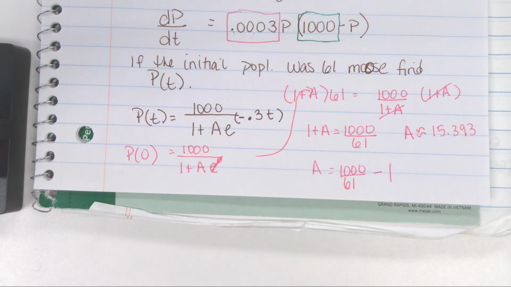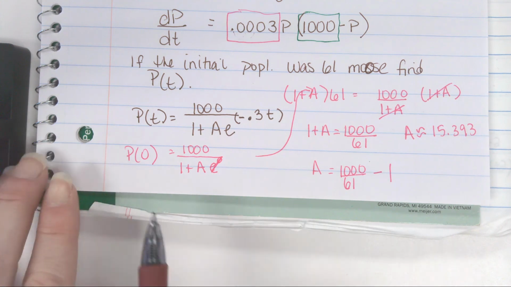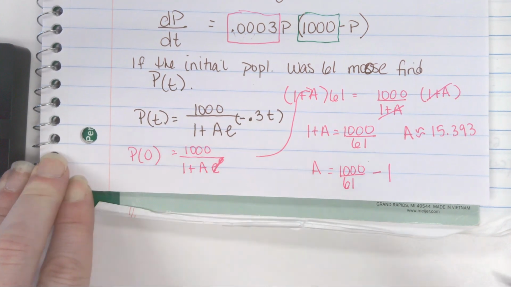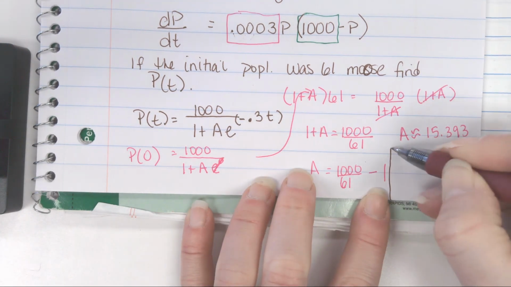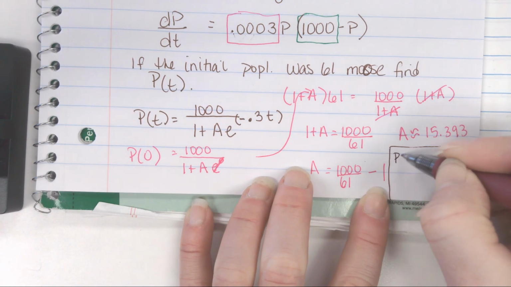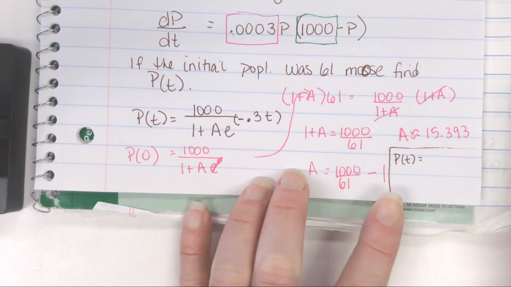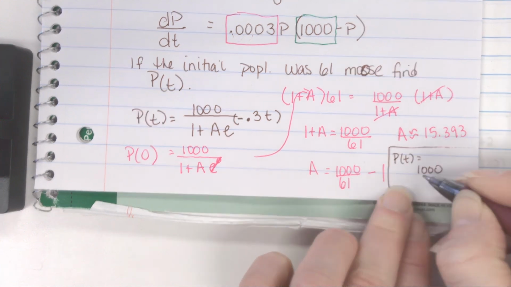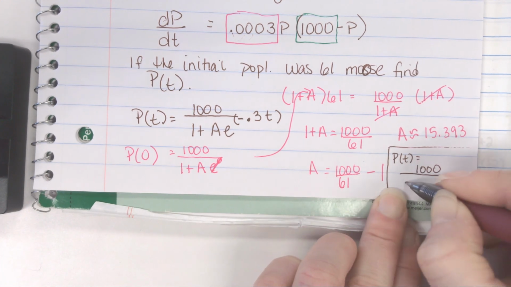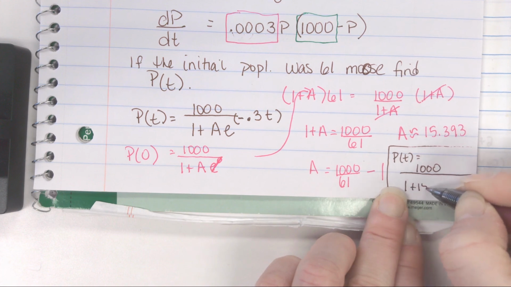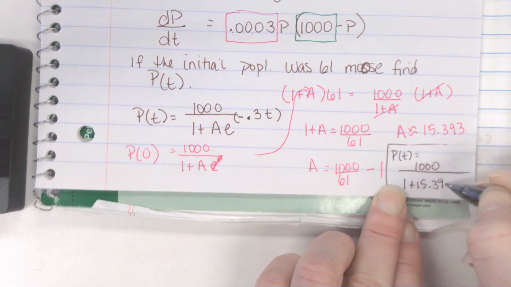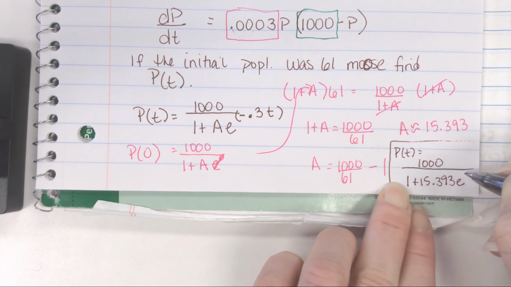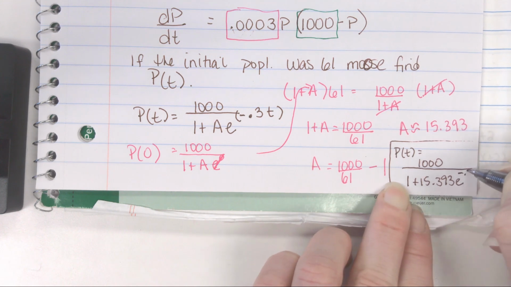All right, finally, we would just put our equation all the way back together. The only thing missing from this was that A. So my population equation is P of t equals 1000 over 1 plus 15.393 e to the negative 0.3t.